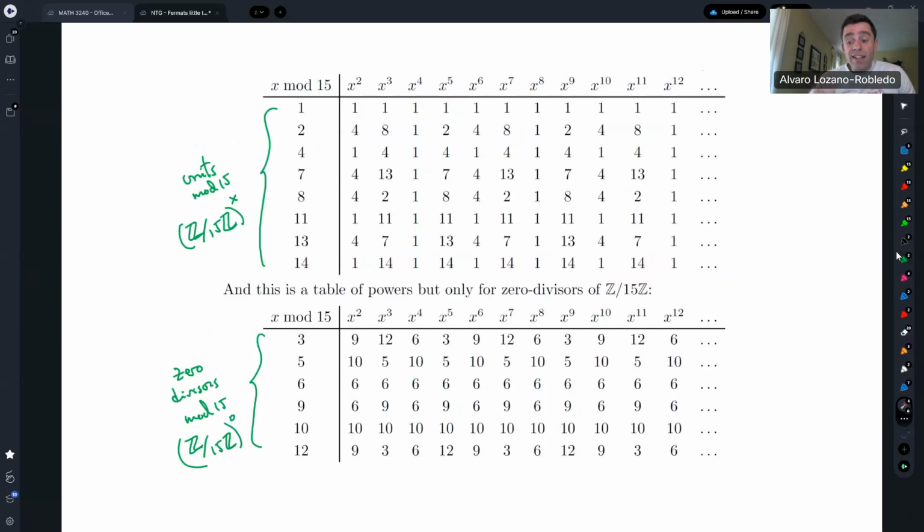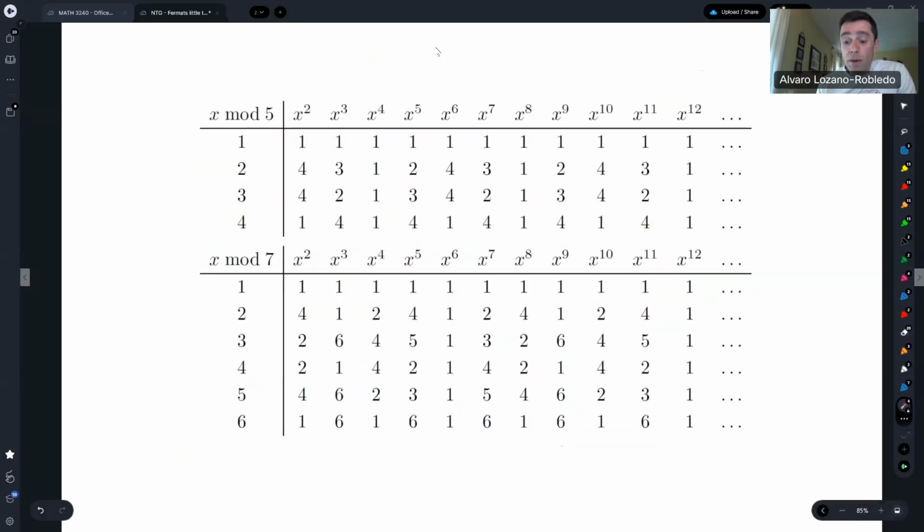So let's explore that possibility. Is there such a power, and what is that power? This is 15, this is 4, why 4? To make the pattern more clear, what we can do is notice that 15 is composite. So let's look at what happens with prime numbers, prime modulus. So for example, what happens modulo 5 and modulo 7? Okay, so let's look at this data instead.